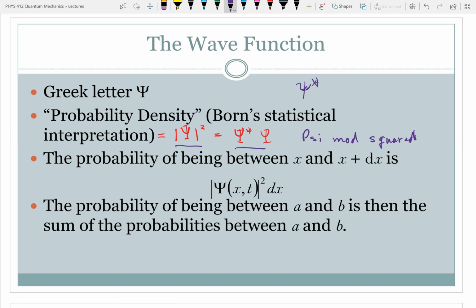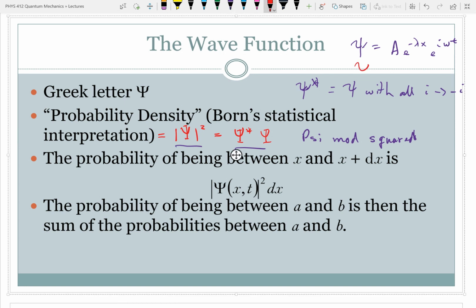Psi star is equal to psi with all i's becoming minus i's. So for that complex conjugate, if I have psi equal to a e to the minus lambda x e to the i omega t, I chose that only because that's one of the problems I hope to do in today's class, except with the absolute value sign. If I want to take the complex conjugate of that, the star is called the complex conjugate.